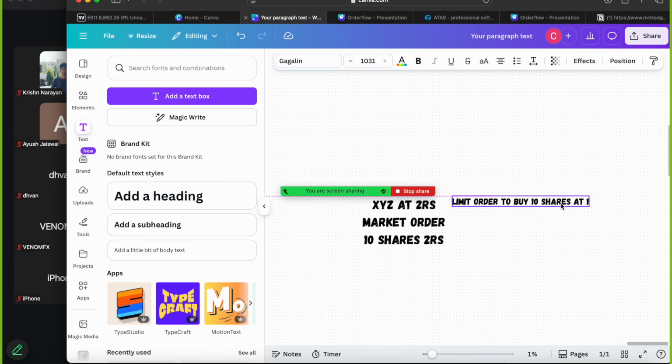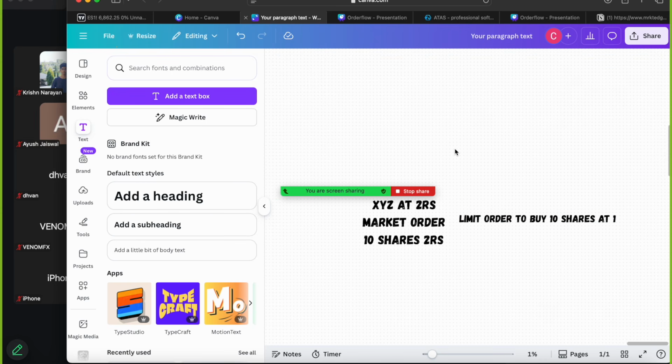What does that mean? That means the market order is at 2 rupees. I am not happy with the market order. I want to buy it at the 1 rupee limit order. Now this is a limit order. That's the difference between a market order and a limit order. Simple stuff. I know it's very basic, but still I'm just repeating it.